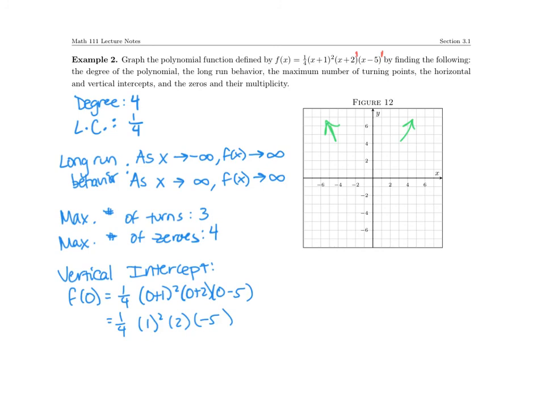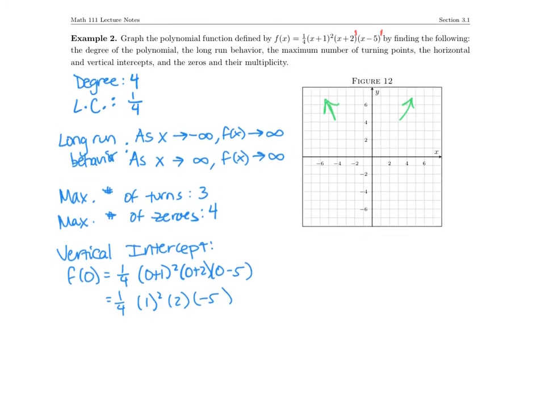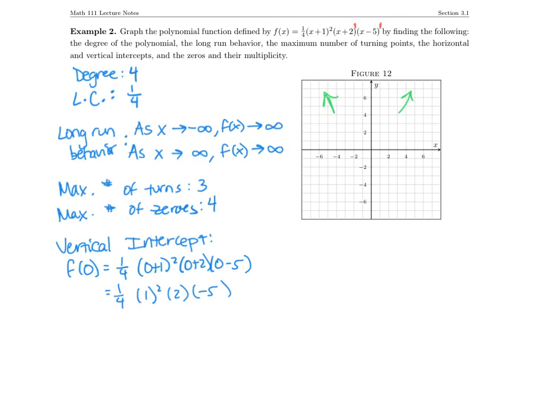That squared is very important. I know it's not going to make a difference right now, but I've seen a lot of people leave that out and then end up messing up their vertical intercepts. Anyway, when we multiply all this together, we get -2.5. It's a decimal. That's totally okay. Please take the extra step and write yourself a point of (0, -2.5). So that is our vertical intercept.